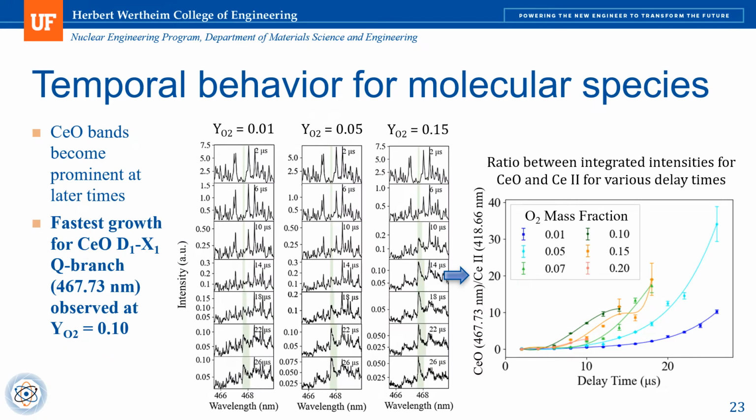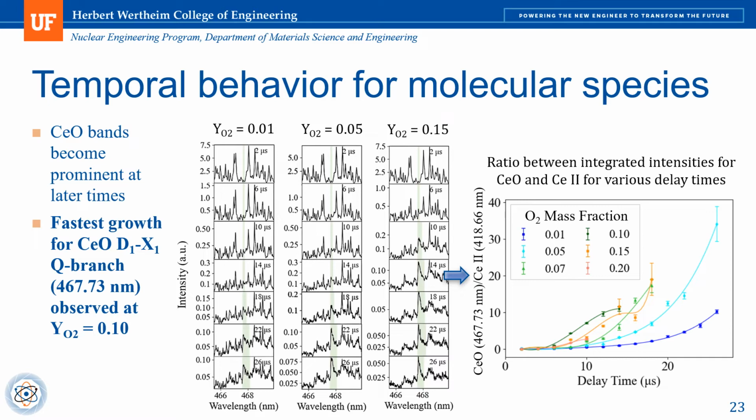So if we take a look at the temporal behavior of the molecular species, the cerium monoxide bands will become more prominent at later times over the atomic or ionic species, and you can kind of see that where highlighted in the green shaded region, one of the prominent molecular emission bands, and you can see around it a lot of the atomic species die away, and you get more of that characteristic sawtooth pattern for the molecular species.